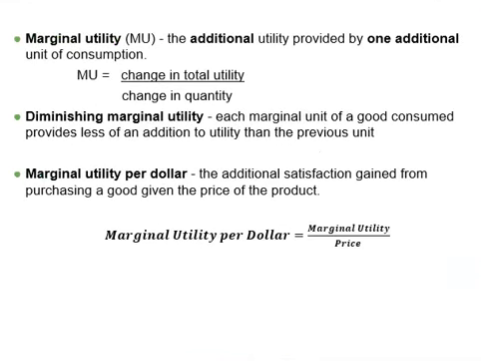Each additional unit of consumption will provide some additional utility, which is called marginal utility or MU for short. Marginal utility equals change in total utility divided by change in quantity of consumption. Keep in mind that each marginal unit of a good consumed provides less of an additional utility than the previous unit. This is what we call diminishing marginal utility. Diminishing marginal utility is an example of the more general law of diminishing returns.